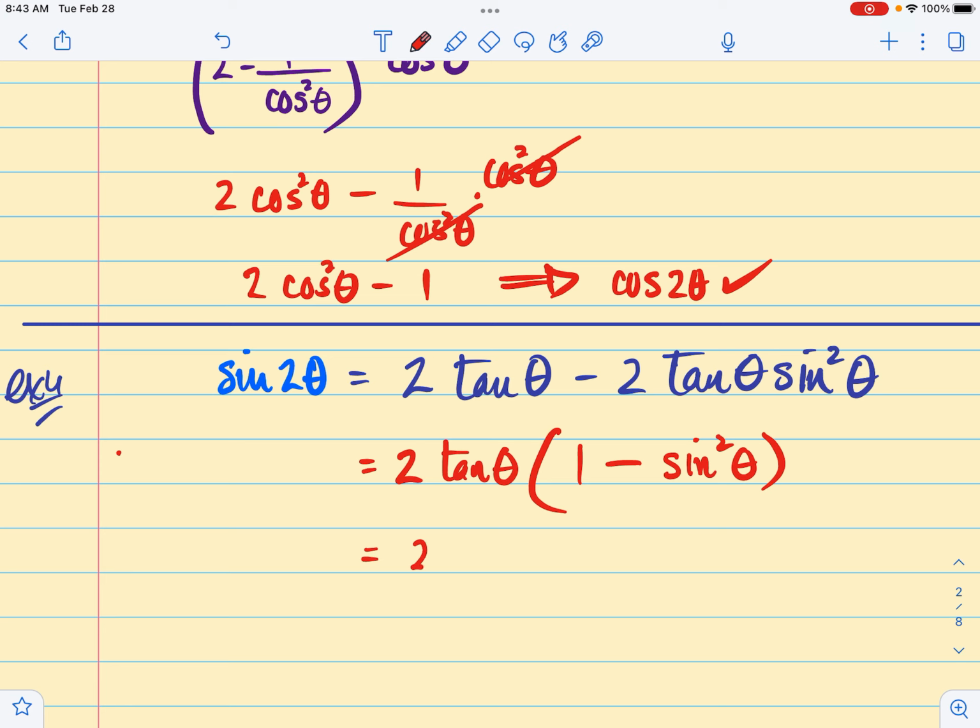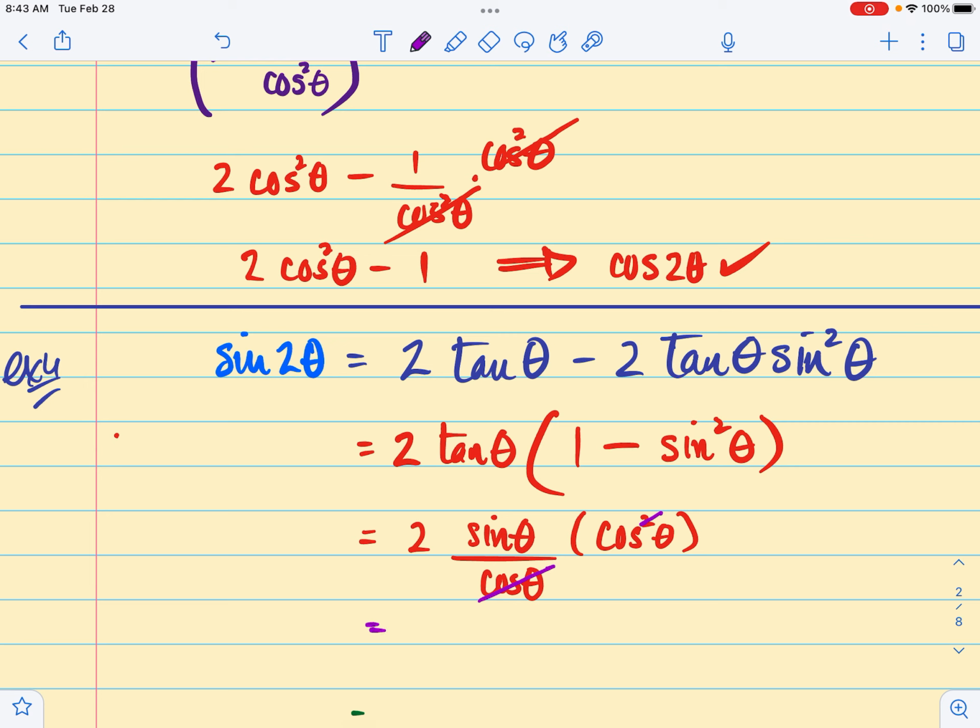All right, at this point, I can convert tangent to its quotient identity, and then 1 minus sine squared can be written, using the Pythagorean identity, as cosine squared theta. Once I do that, I can cancel one of the cosines with the cosine. That leaves me with 2 sine theta times cosine theta, and that, like I said, is what we were looking forward to getting to.